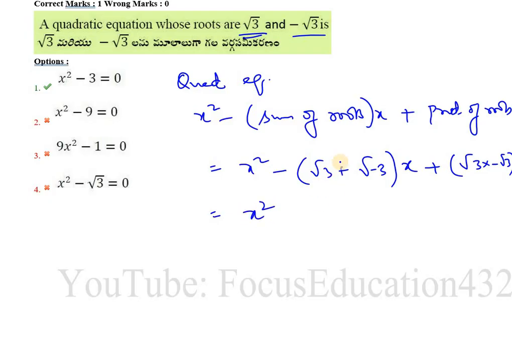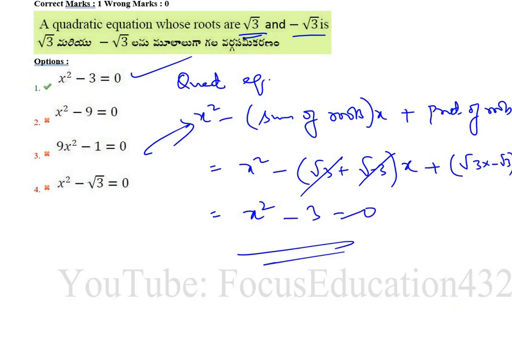x square minus, root 3 plus minus root 3 will be 0, so 0x, no need to write. What about this one? Root 3 into root 3, but with minus. So root 3 into root 3 is what? 3 with a minus sign. So x square minus 3 equal to 0. So this you have to remember: x square minus sum of the roots multiplied by x plus product of the roots. So this is the answer. Now going to the next question.